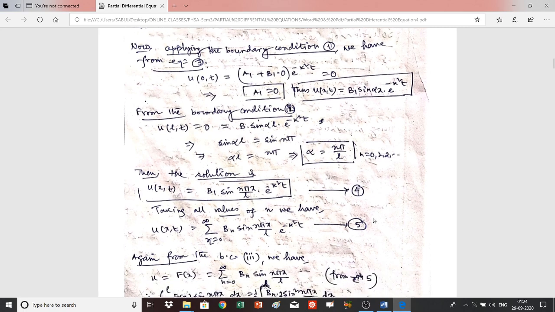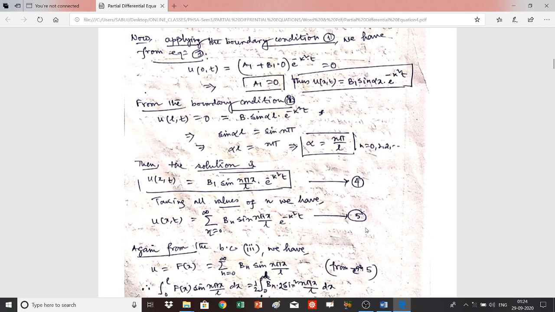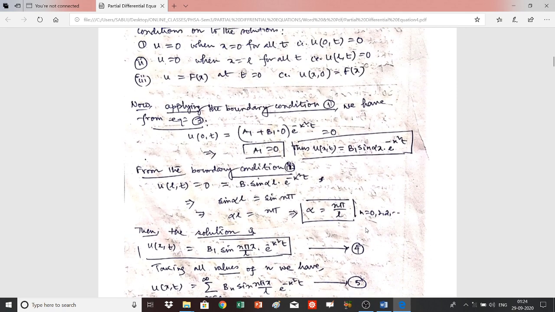Now if you take all values of n, then there will be different constants like b1, b2, b3, etc. So you can integrally write u(x,t) is equal to the sum from n is equal to 0 to infinity of bn sin n pi x by L e to the minus k square t. This is equation number 4. And now we wish to apply the boundary condition number 3, that was u is equal to f(x) at t is equal to 0, that is u(x,0) is equal to f(x).